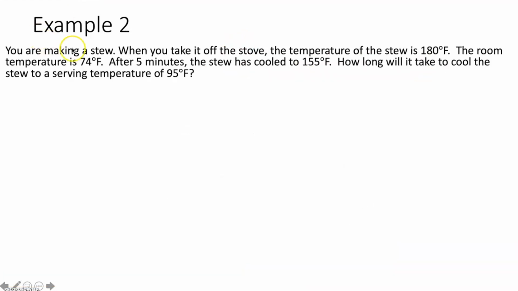Now example 2 says you are making a stew. When you take it off the stove, the temperature of the stew is 180 degrees Fahrenheit. The room temperature is 74 degrees Fahrenheit. After 5 minutes, the stew has cooled to 155 degrees Fahrenheit. How long will it take to cool the stew to a serving temperature of 95 degrees Fahrenheit?